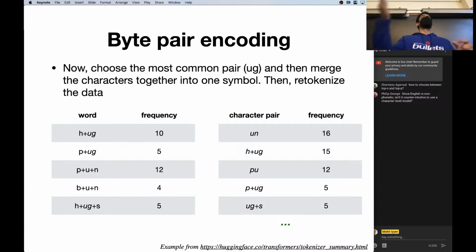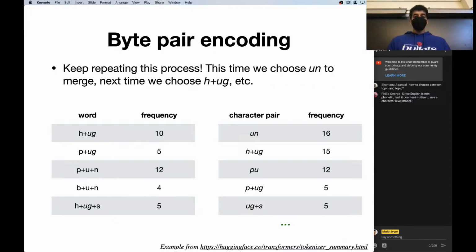I just keep doing this over and over and over again until I reach a fixed number of merges that I set beforehand. So I could add 40,000 merge operations or something like this, and I'll get a vocabulary of however many characters I started with plus 40,000. So I've created 40,000 merged characters. So note that these new subwords, like H plus UG, can be chosen to be merged. And so after I choose UN and merge it, the next thing I do is merge H plus UG. And now hug, HUG, becomes a new subword in my vocabulary.